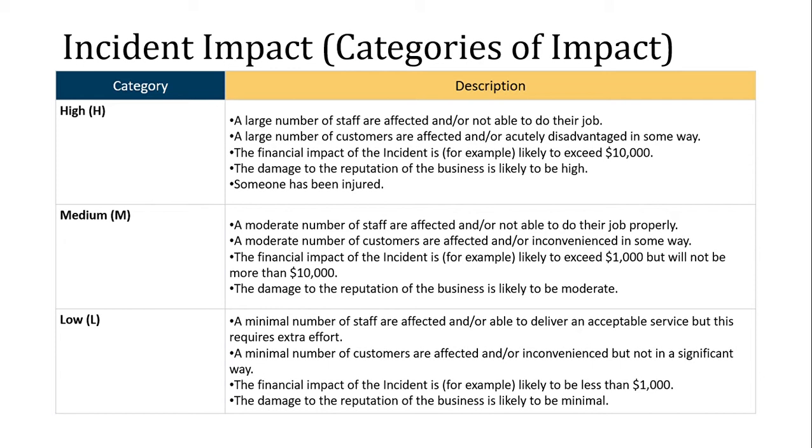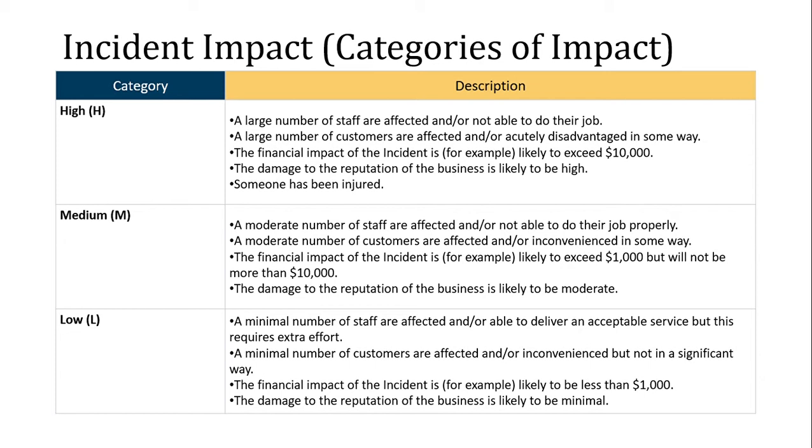Got it? Okay, next move on to medium. When it comes to medium, a moderate number of staff are affected and are not able to do their job properly, and it's self-explained. Next, a moderate number of customers are affected and are inconvenienced in some way. Okay. And the third thing is the finance part, right?